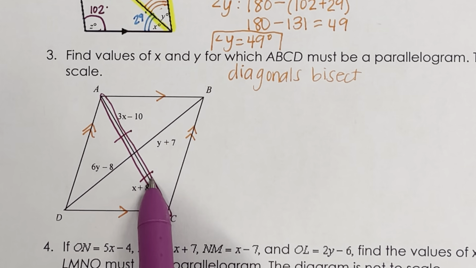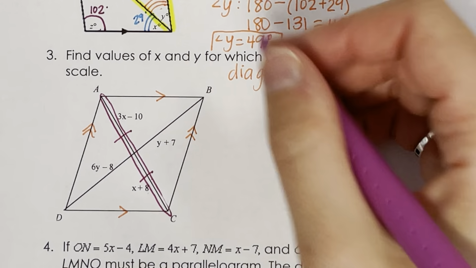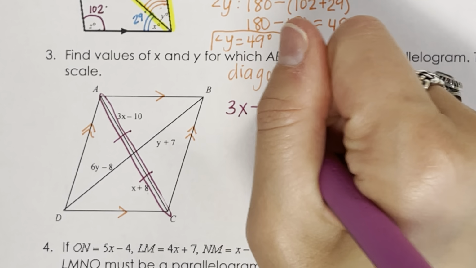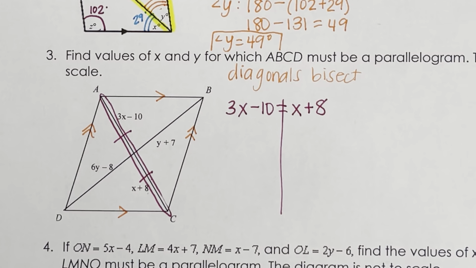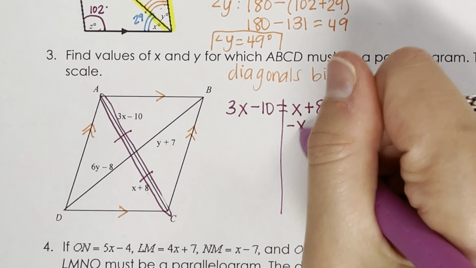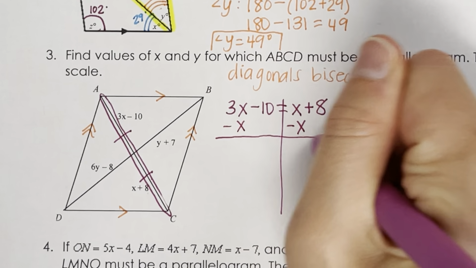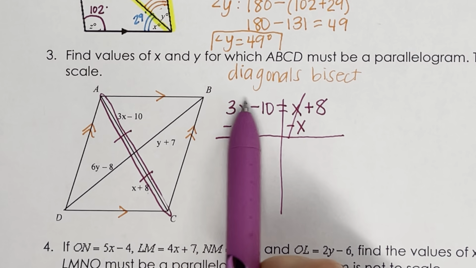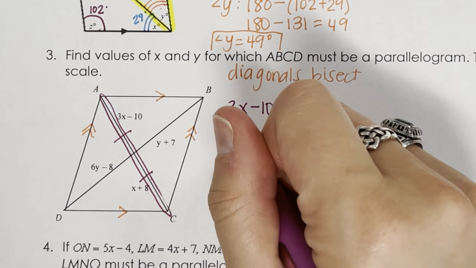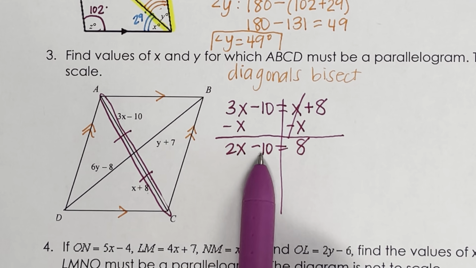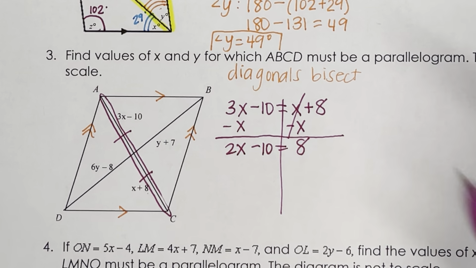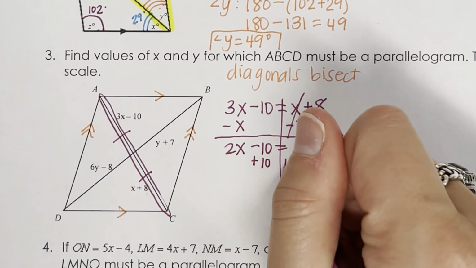So because these are the same, I'm just going to set them equal. I'm going to do 3x minus 10 equals x plus 8. And then it's a quick algebra problem. I get all my x's to the same side by subtracting x. 3x minus x gives me 2x. Bring down my minus 10 and my 8. Next thing is bring my numbers to the other side to get my x alone. So I add 10 to both sides.